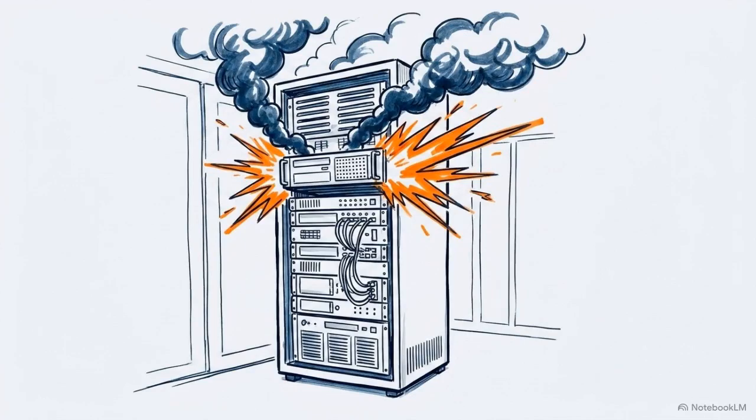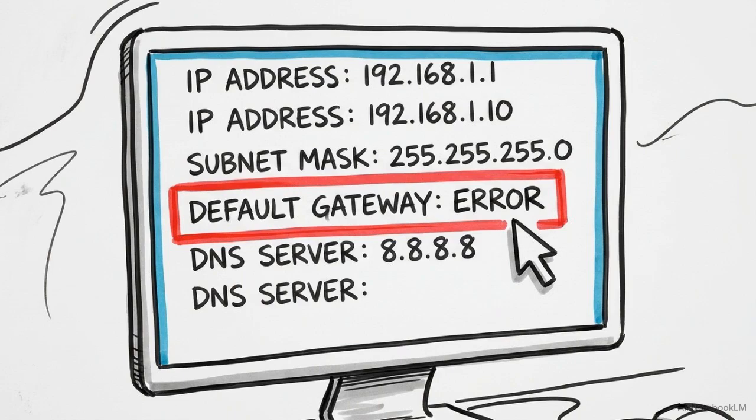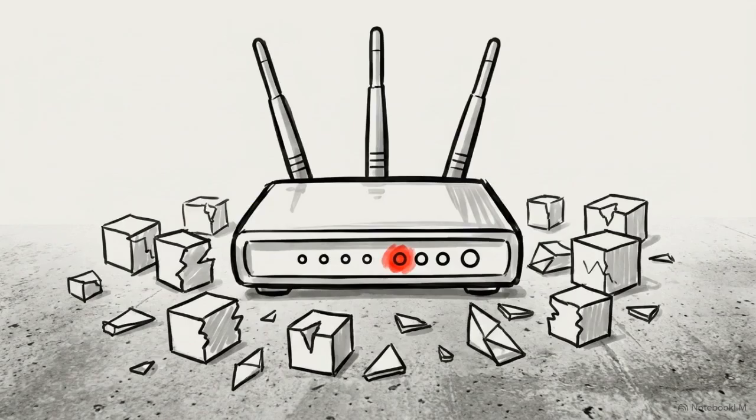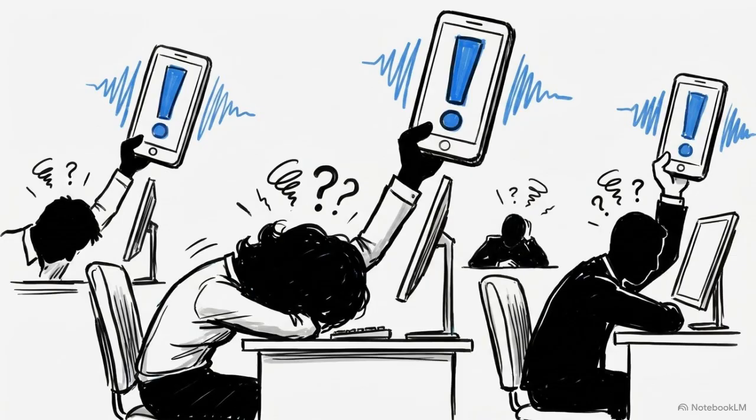Other failures happen if the server crashes, which stops new connections entirely. Or if the server is misconfigured with a typo in the default gateway, it might assign an IP correctly, but the device will be trapped on the local network with no way to access the internet. While DHCP is incredibly efficient, its centralized design means that if the server fails or passes out bad information, the entire network can go dark for any new devices trying to connect.